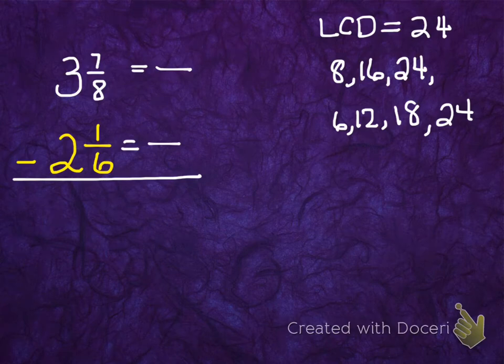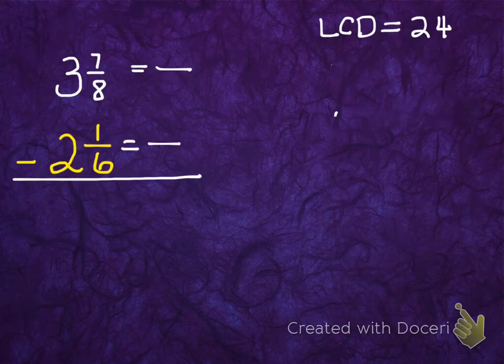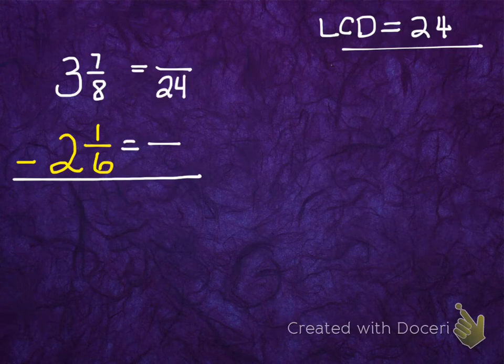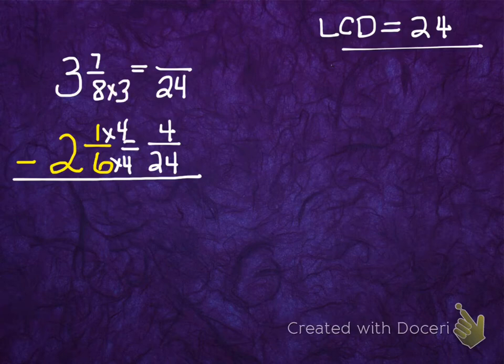Now I'm going to erase this, just to have a little room over here to work. But I kept my lowest common denominator right here. So I'll rewrite 24 here and 24 here. Now 6 times 4 is 24, and 1 times 4 is 4. 8 times 3 is 24, and 7 times 3 is 21. Now at this point you can rewrite your problem if you want, so that it won't be so messy.